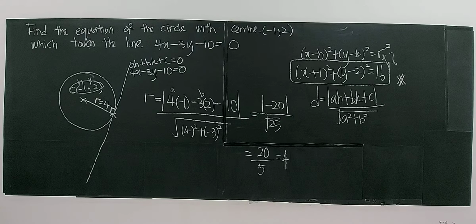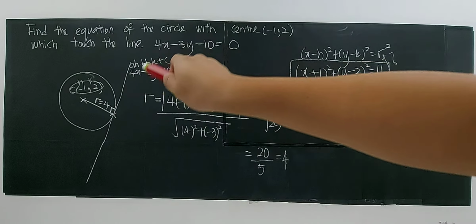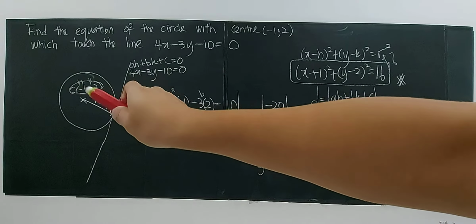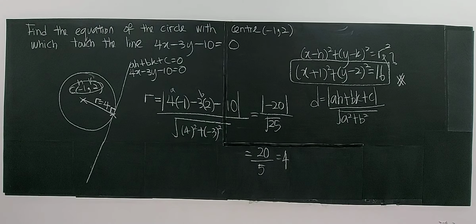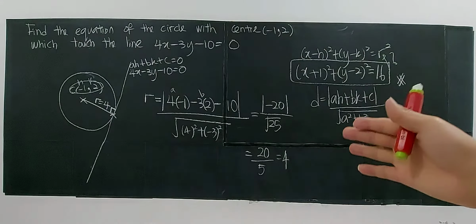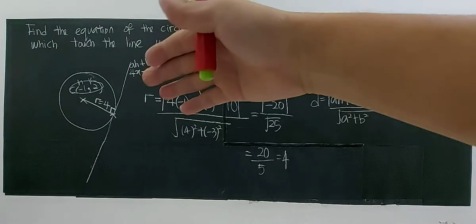With this limited information, just given the center and the tangent line, we can actually find the radius of the circle by using the shortest distance formula. Alright, that's all for this video. Hope you understand how to apply the shortest distance formula in finding the equation of the circle for this case.